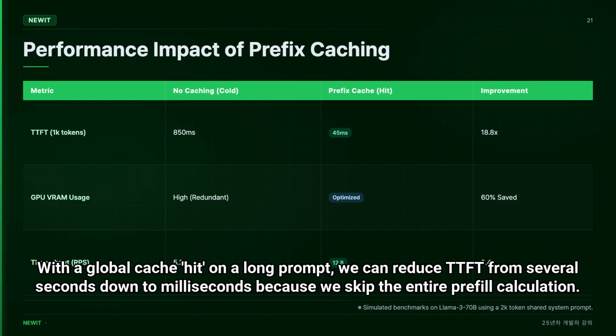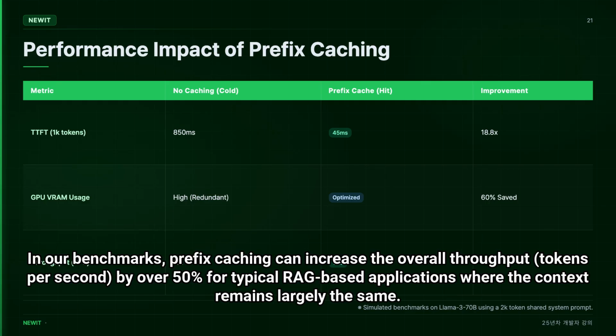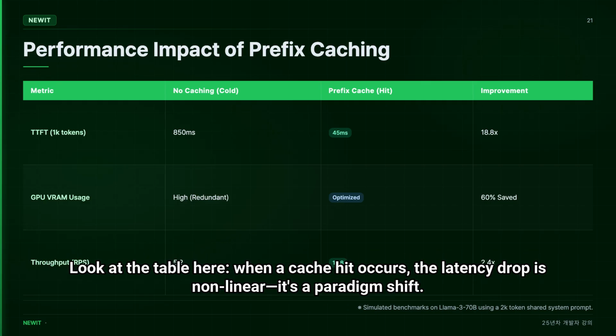With a global cache hit on a long prompt, we can reduce TTFT from several seconds down to milliseconds because we skip the entire prefill calculation. In our benchmarks, prefix caching can increase the overall throughput, tokens per second, by over 50% for typical RAG-based applications where the context remains largely the same. Look at the table here. When a cache hit occurs, the latency drop is nonlinear.